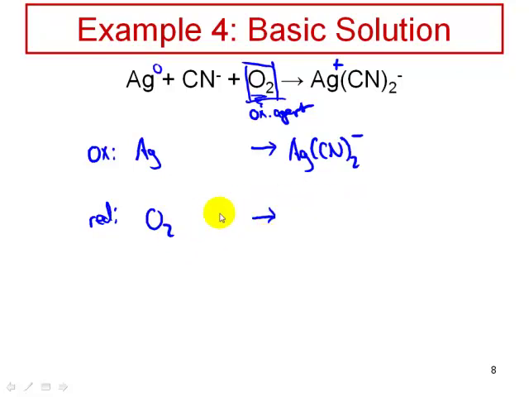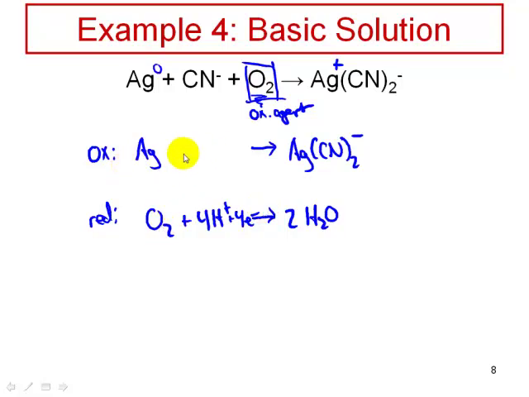Now, on the other side, I don't have any oxygen, and so I've got to balance that by adding water. I'm going to add 2 water on the other side here, and then to balance the hydrogens, I'm going to add H plus to this side, as you're going to see. Now, to balance charge, I'm going to add 4 electrons. So that is the reduction half reaction for oxygen.